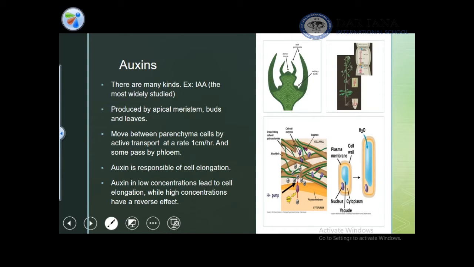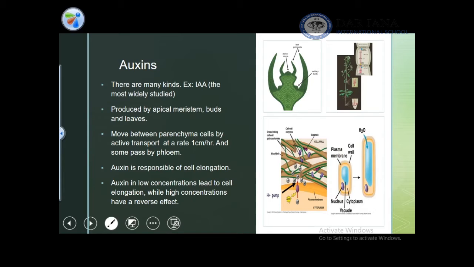How does the auxin work in a cell? Auxin has two main functions. The first function of auxin is cell elongation but not cell division. So it is not a process that could increase the size of a plant by mitotic division. It only uses cell elongation, which means the increase in the size of the cell. You can see here how parenchyma cells in a tree can elongate in order to increase the size of the plant.